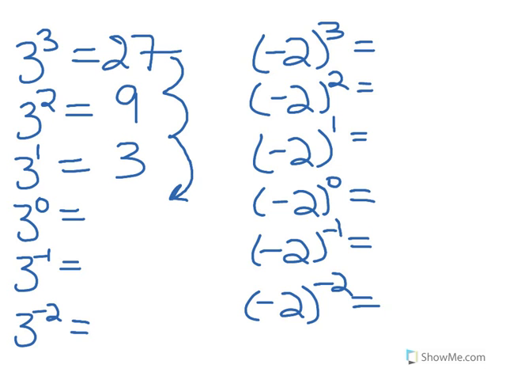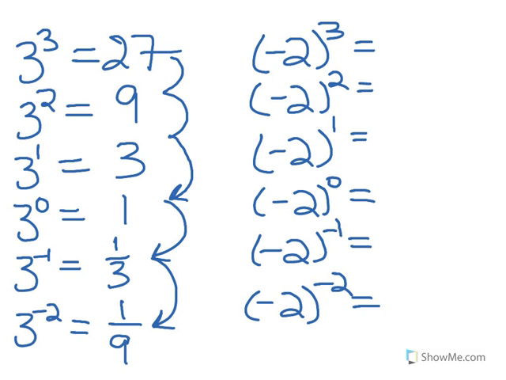3 divided by 3 is 1. 1 divided by 3 is 1/3. So it looks like 3 to the negative 1 would be 1/3. And then 3 to the negative 2 is 1/3 divided by 3. Well, 1/3 divided by 3 is the same thing as 1/3 times 1/3, which is 1/9. So that's how we would complete this table. And it appears that when we have a zero exponent, the result is going to be 1.